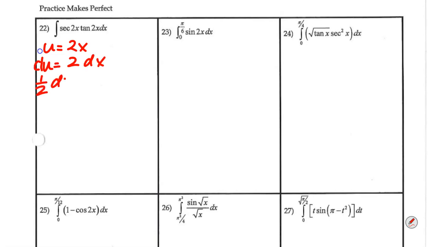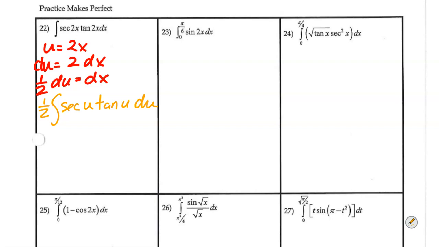And again, I do not have a 2 anywhere in my integral, so I'm going to pull out that 1/2. So let's look at this for a second. 1/2, and then what am I left with? I'm left with secant u tangent u du.